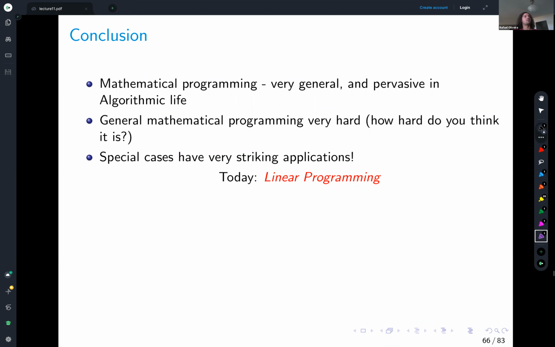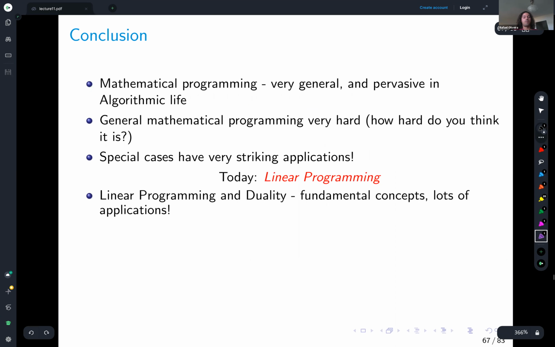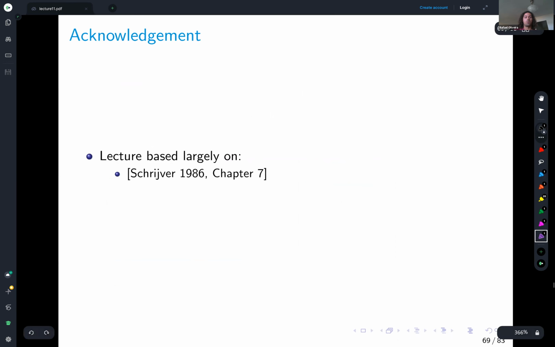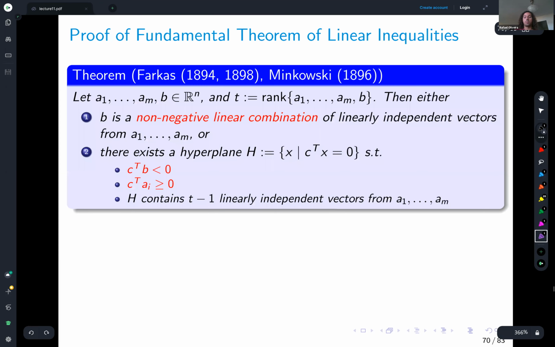We're going to see some applications of that in the next lecture. We're going to see some applications of combinatorial optimization, and a lot of it happened here at the University of Waterloo, so you should be proud. There are also applications in game theory and learning theory that we're going to see in the next lecture. This lecture is largely based on the book by Schrijver, The Theory of Linear and Integer Programming. It's based on chapter 7, so if you want to look at it, that's the reference in linear programming.